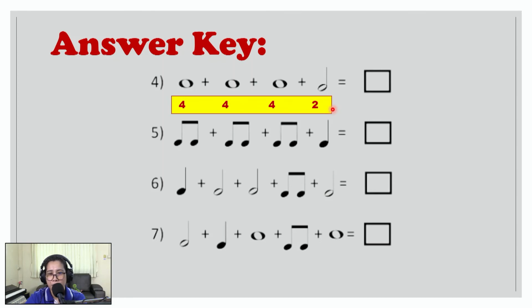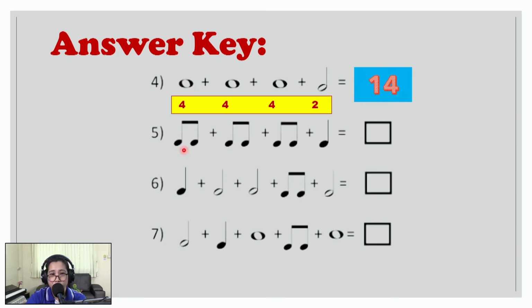I'm giving you 5 seconds to voice out your answer. 1, 2, 3, 4, 5. Answer. How much is 4 plus 4 plus 4 plus 2? It equals 14.